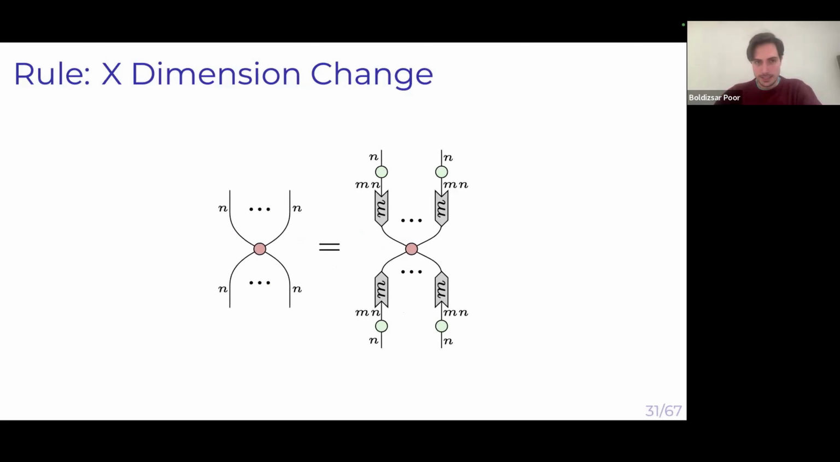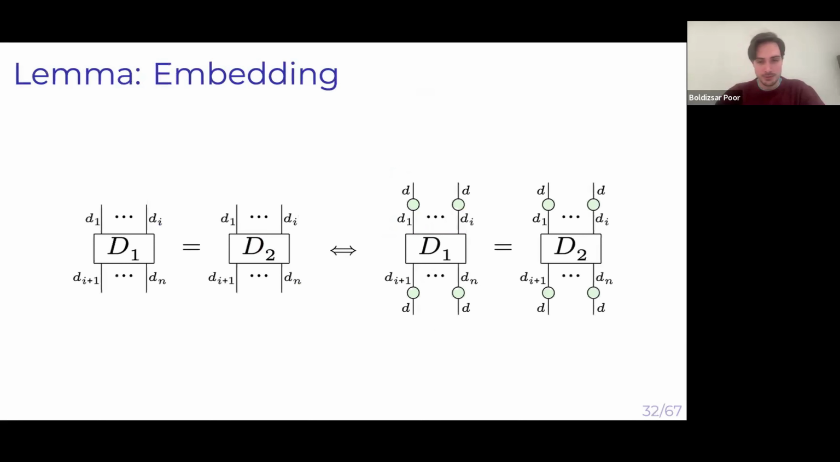One last axiom I'm going to mention here is this X dimension chain. So if you have an X spider with dimension n, then you can change the dimension of the X spider to n times m, but you will include these m multipliers on each of its legs, and you will also embed this from an n-dimensional space to an m times n-dimensional space. So this rule comes quite in handy when we prove some of the lemmas using the following lemma.